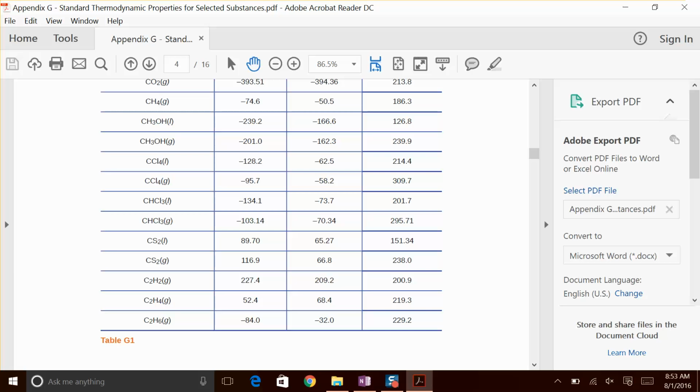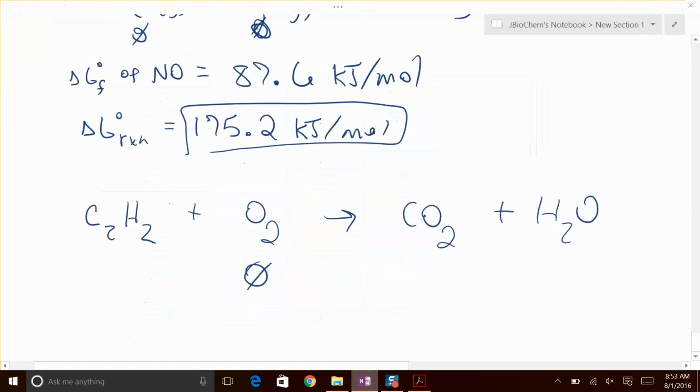No, you don't exclude anything. This isn't equilibrium anymore. This is thermodynamics. We're going to move away from all of that equilibrium stuff. In thermodynamics, we're going to use the delta G of formation for anything that is not in its elemental state, and we're going to find it here. So C2H2 right here, 209.2 kilojoules per mole is the delta G of formation for C2H2.